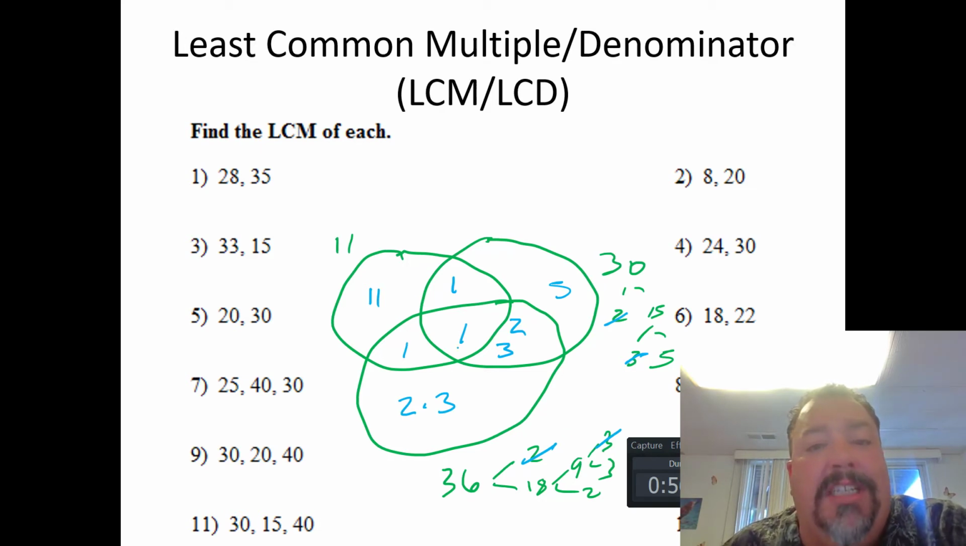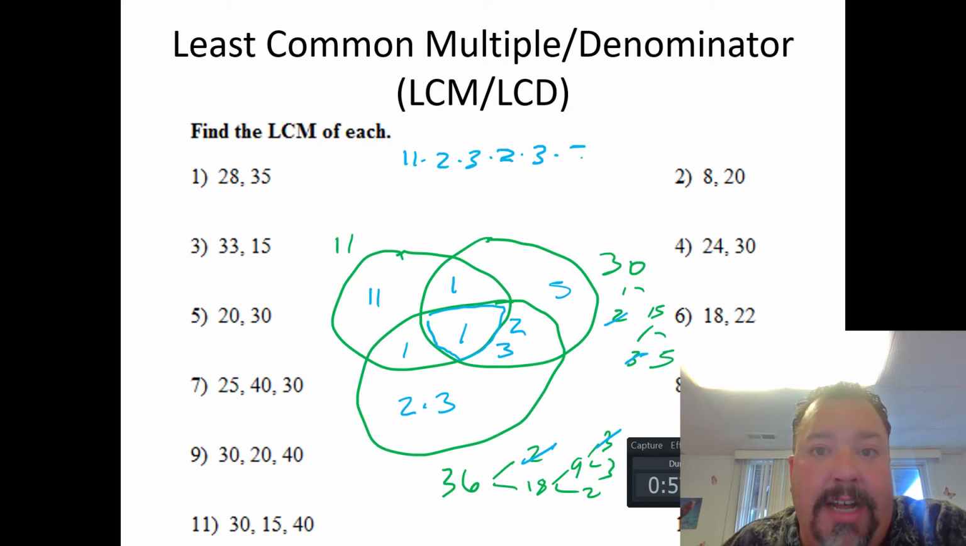Okay, so from this Venn diagram, I can tell that the GCF of 11, 30, and 36 would just be 1, because that's the only thing that's in the middle of everything. And it has to be the complete intersection of all 3. The LCM, I would just have to multiply all these out. So I've got 11 times 2 times 3 times 2 times 3 times 5.